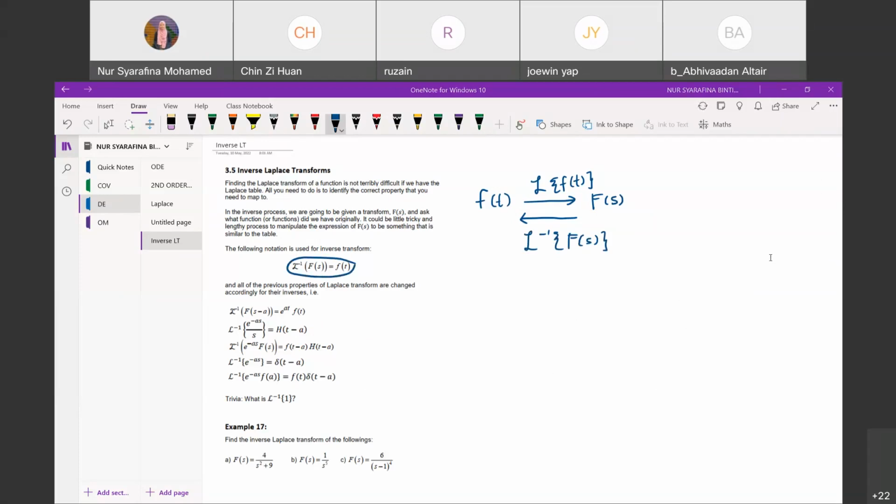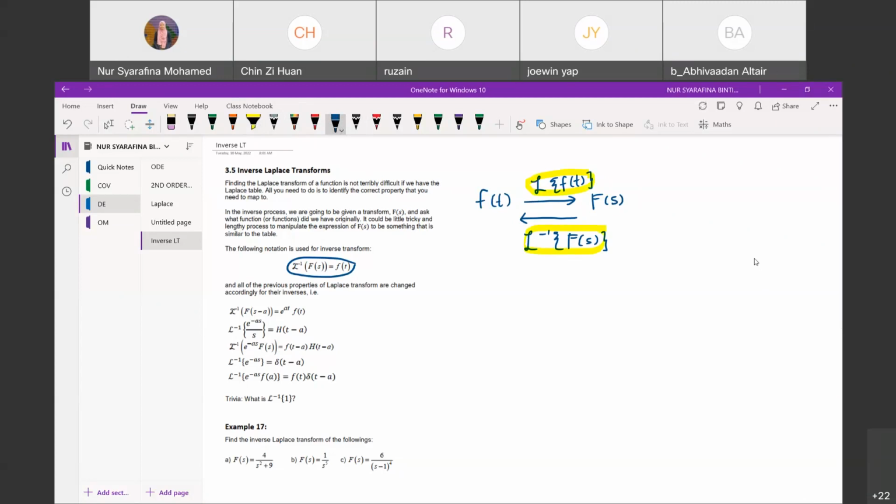Remember, our purpose is to have the original solution. So we have f(t), we transform to F(s), we find the solution in the S domain, and we invert the process by finding the original solution in the T domain. So this is why we have to implement the transformation and also the inverse transformation. That is the process.